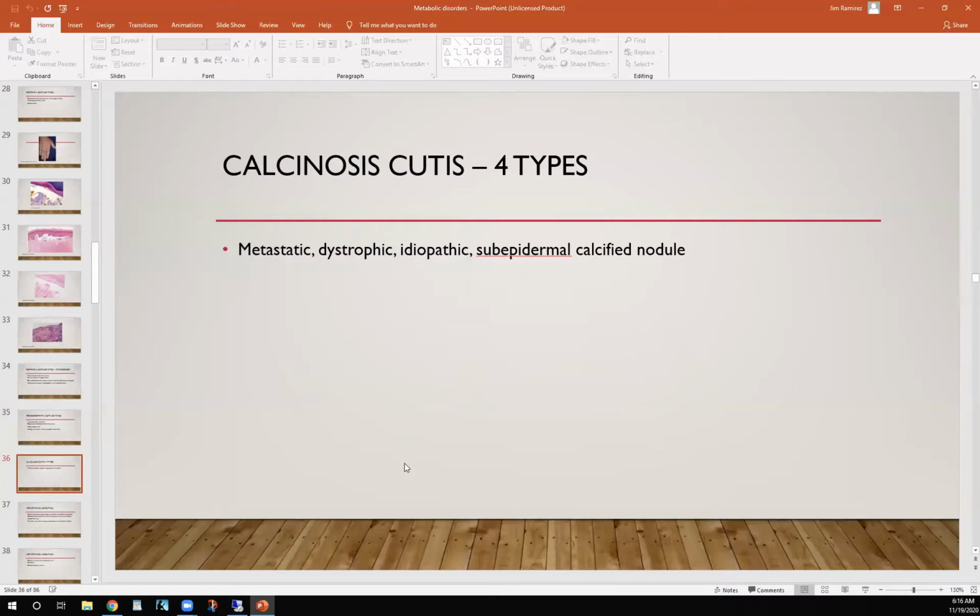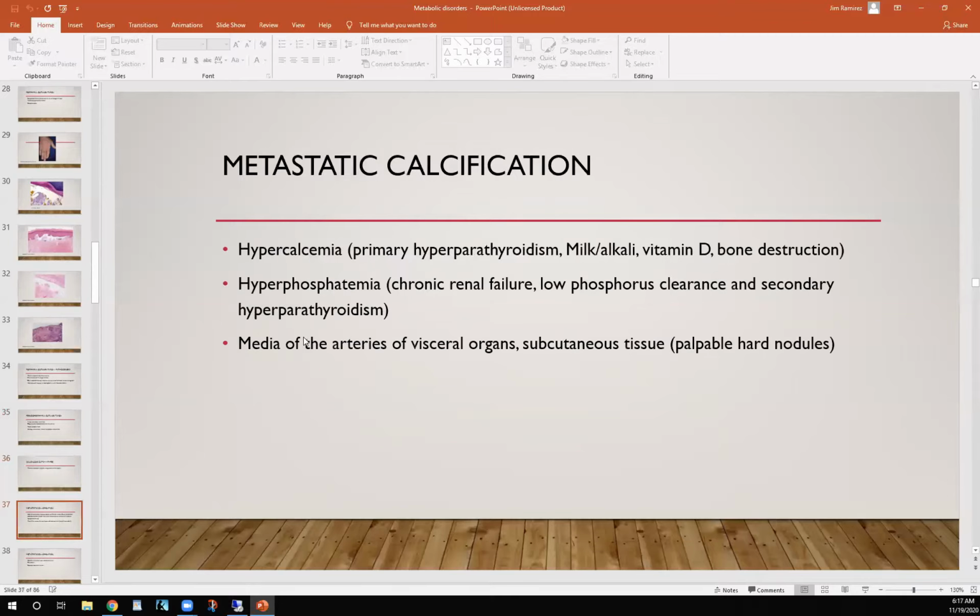Okay, so we'll switch now to calcinosis cutis. It's very common to see calcium deposits in the skin, and there are all these types which I've listed: metastatic, dystrophic, idiopathic, and subepidermal calcified nodules. So I'll mention these a little bit. Metastatic calcification, as the name implies, is really a systemic condition. So these are often very sick patients. They may have hypercalcemia, they may have hyperphosphatemia, and in general you have involvement of the media of the arteries, visceral organs, and subcutaneous tissues. That's why you get these palpable hard nodules.